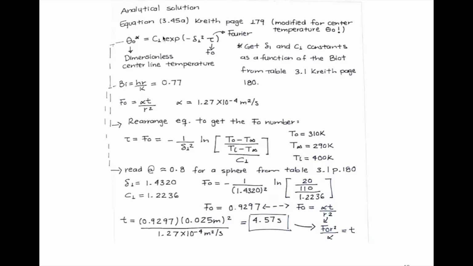And as you can see, we have two constants in this equation, C1 and sigma, right? And we get these constants as a function of the Biot number in table 3.1, page 180. So in the next page, you have table 3.1 to get those constants that you are going to use in those equations, okay? So in order to get the time out of this equation, we need to rearrange it to get the Fourier number, right? Because the Fourier number contains the time.